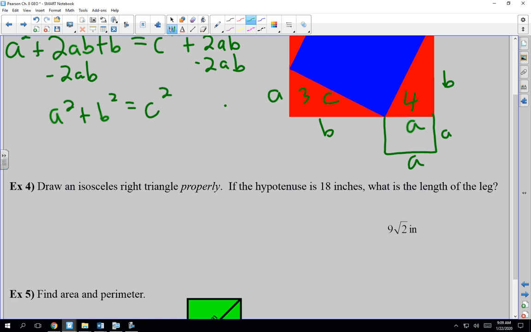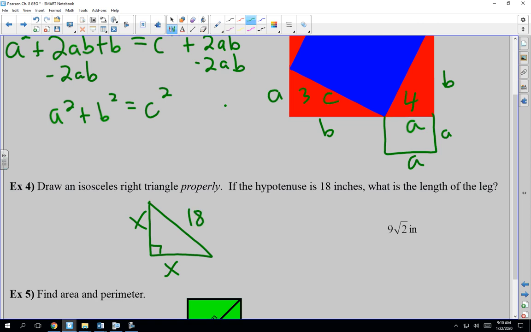It says draw an isosceles right triangle properly. When we say properly, we mean make it look like it has a right angle and two legs that are equivalent in length. So here's what a proper isosceles right triangle would look like. I'm trying to do my best. There's a proper right triangle. So it's got a right angle, it's got two legs here and here, x and x, which are equivalent. Hopefully they look equivalent. That's what I mean by proper.